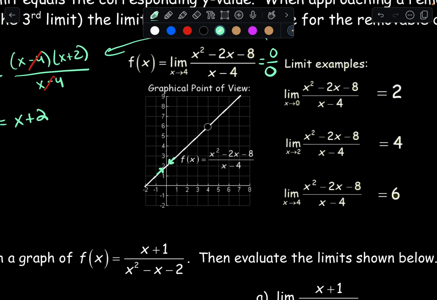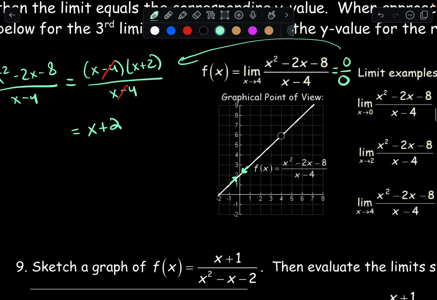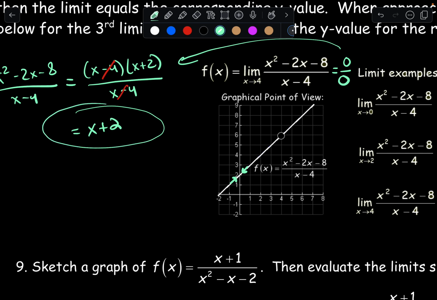we get 2. Now the limit as x approaches 2, plug it in. You get 2 plus 2, which is going to be 4. And then the limit as x approaches 4. Yes, there is a discontinuity there, but since we simplified our f of x, we are able to directly plug that in, and we get 6.